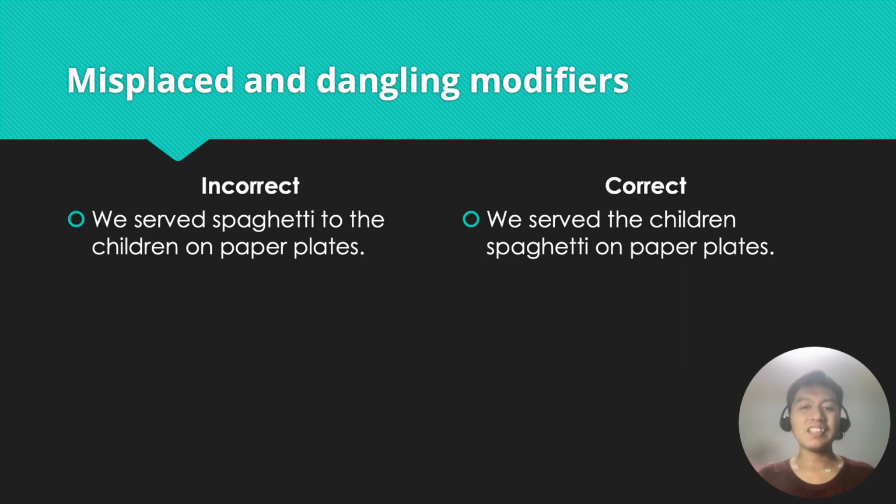Next is misplaced and dangling modifiers. We need to place modifiers near the words they describe. In the incorrect example below, which says, "We serve spaghetti to the children on paper plates," it's like you're saying that the children are on the paper plates. Here is a correct sentence. "We serve the children spaghetti on paper plates."